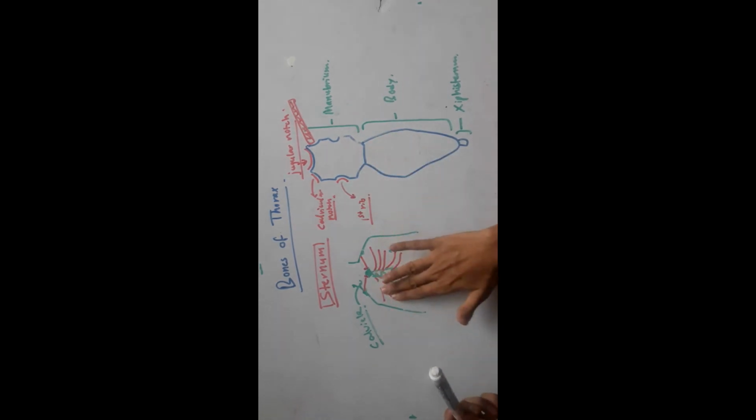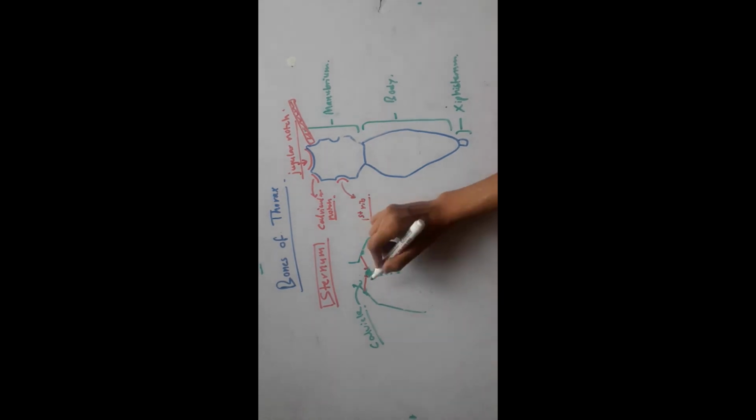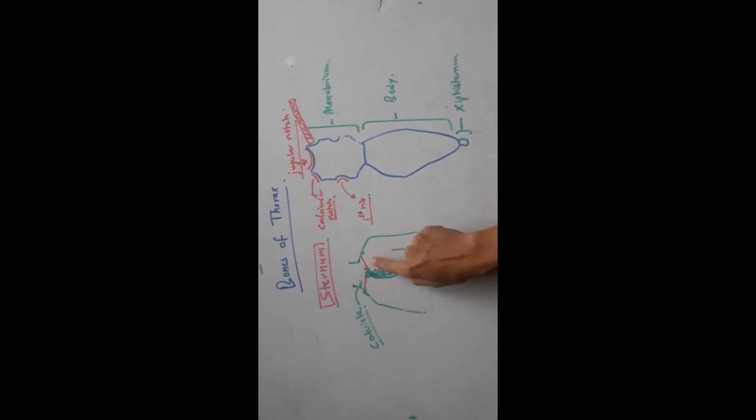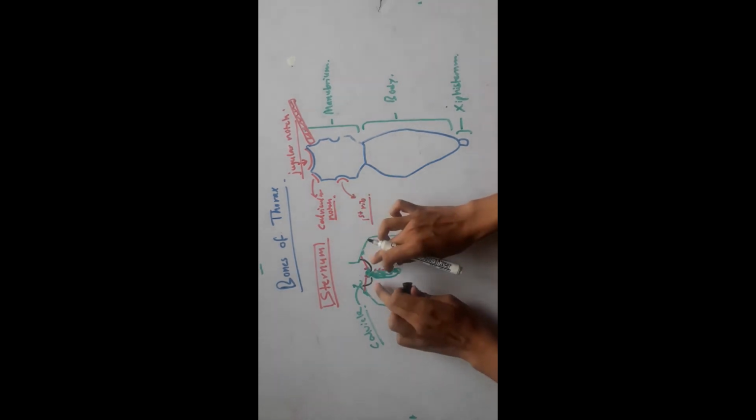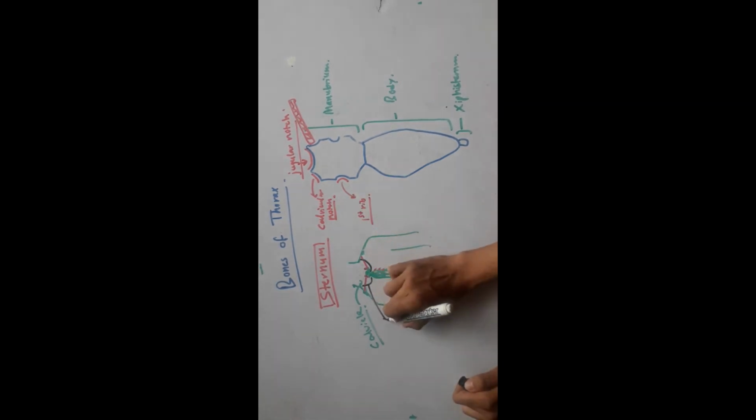So let me rub this out. The green one is your sternum. The red one is your clavicle. Now with the black one, I'll draw the first rib. So the first rib goes like this. The first rib is really curved. So this one is the first rib.